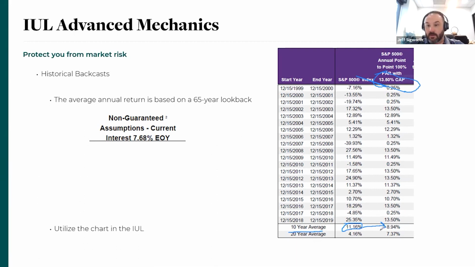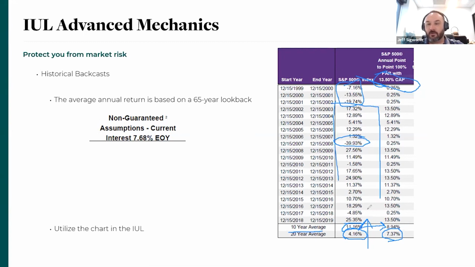We did great, 8.94. But if you look at the 20-year average, it only did 4.16 because we had the .com bubble. We had 2008. We had to climb out of those holes. Our clients did pretty darn good at 3.37. Now this number right now, the 10 and the 20 is really high because we're starting here moving forward.